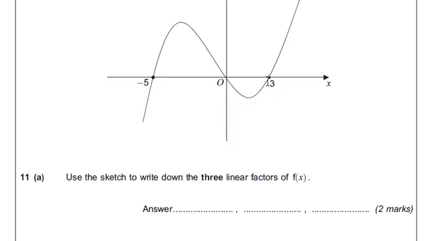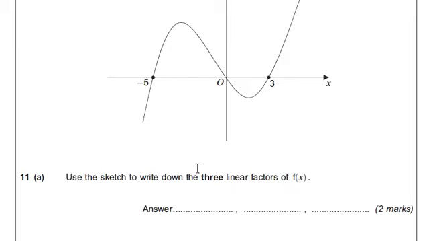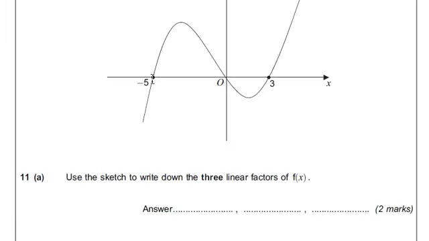Then now go to 3. If x is 3, then there's a factor that makes it 0. So what makes 3 0? Minus 3 makes it 0. So if x is 3, this is a factor. Okay? Do you understand that? Hopefully you do. And now back to here. Another point is negative 5. So when x minus 5, well, x minus negative 5, which is plus 5, will be a factor. Okay? Does it sound alright?